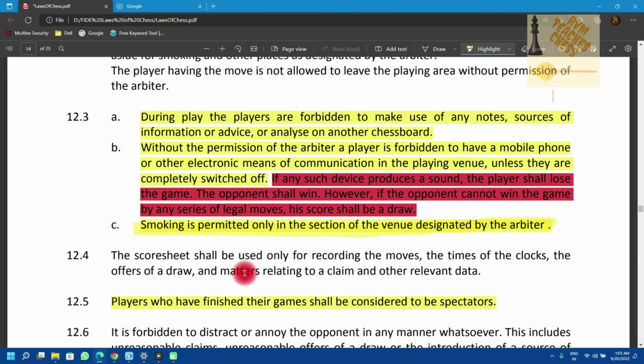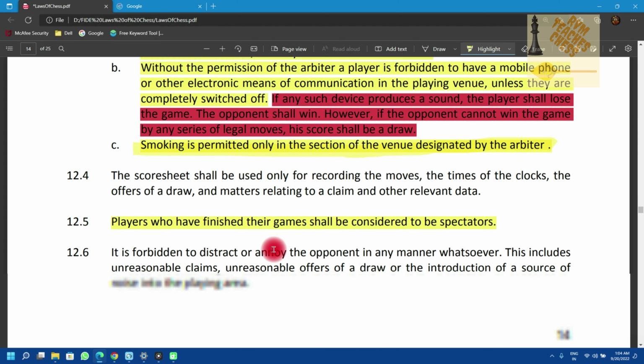Okay, smoking is permitted only in the section of the venue designated by the arbiter. If you're a heavy smoker, please don't smoke while playing, or in any of the playing venues where it is prohibited. There might be a smoking area given especially for those who want to smoke. So you must go there and smoke, and not smoke in the venue.